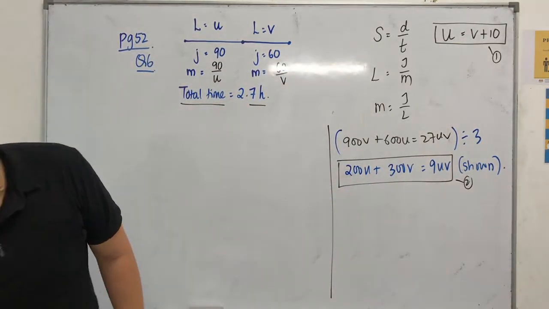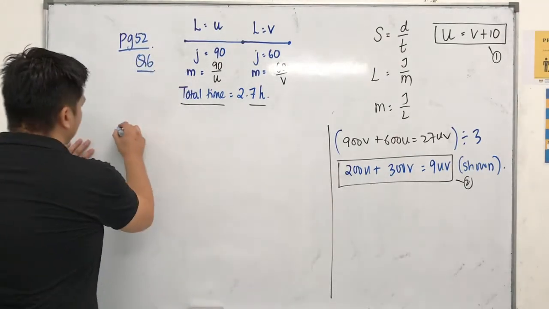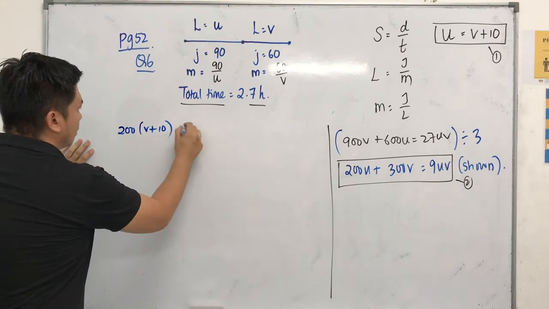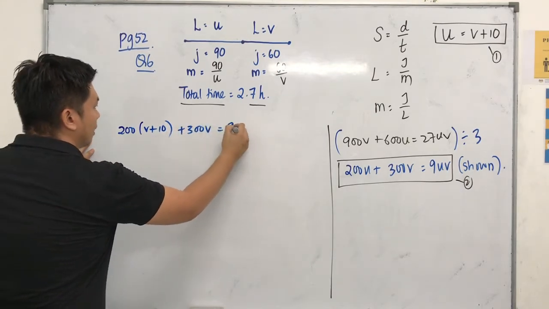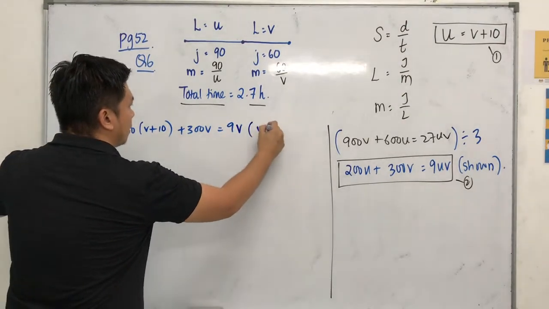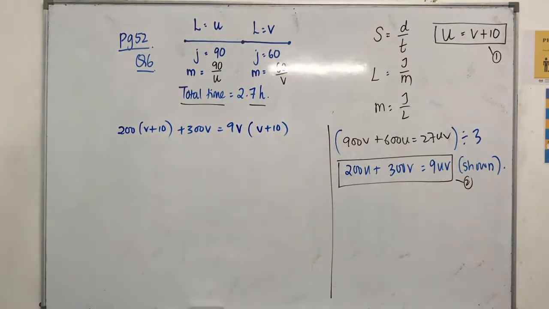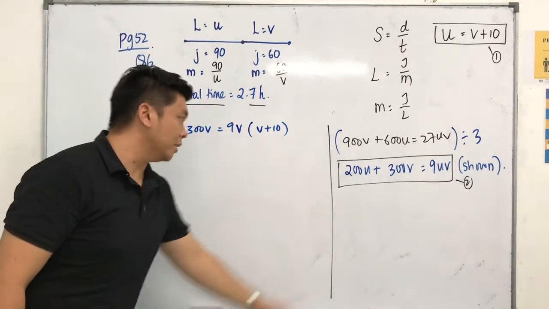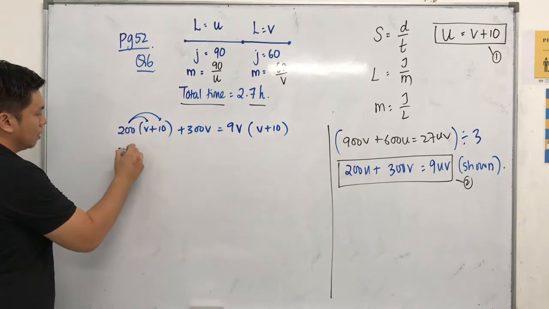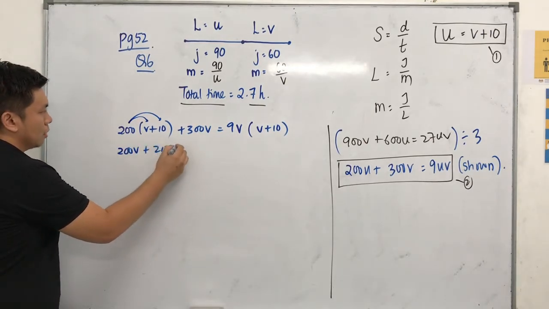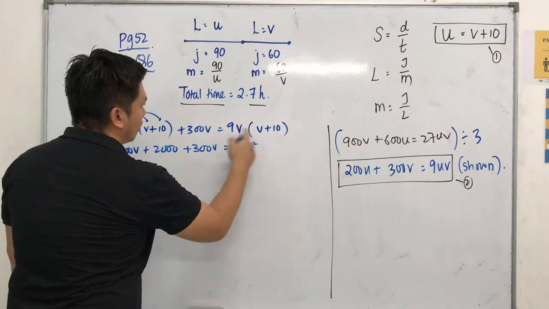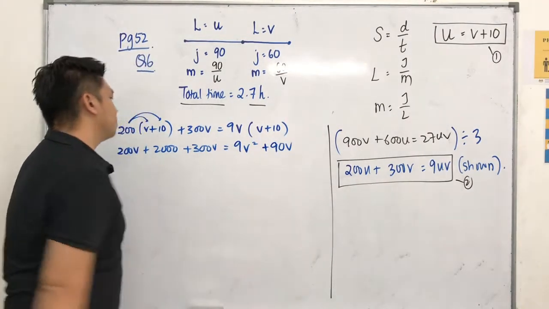So what do you get over here? 200 U, change to V plus 10. Okay? And then plus 300V and then equals to 9UV, which means that you have to substitute your U to become V plus 10. Okay, so far so good, right? So substitute the first equation into the second equation. So now what you get is that you try and expand. Okay, just expand. 200V plus 2000, okay, plus 300V, that equals to 9V squared, and then plus 90V, okay?